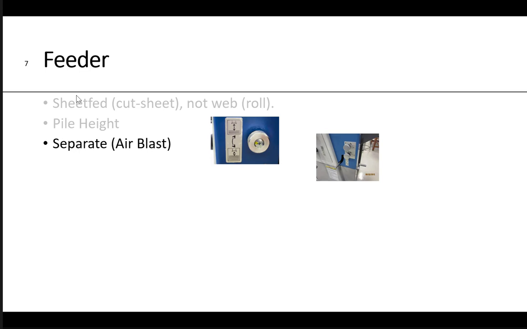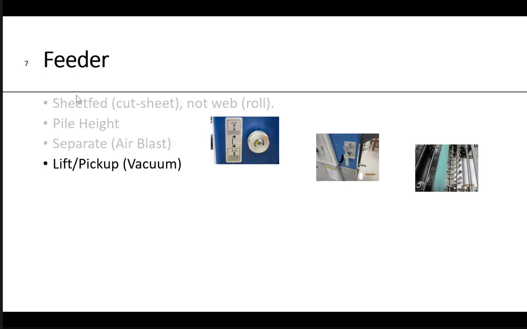That's the adjustment on the Ryobi. And then you have to separate the sheets with an air blast. Again, that's the adjustment on the Ryobi. And then you have to lift or pick up the sheets with a vacuum. There is a picture of the vacuum sucker. Then the sheet gets forwarded.